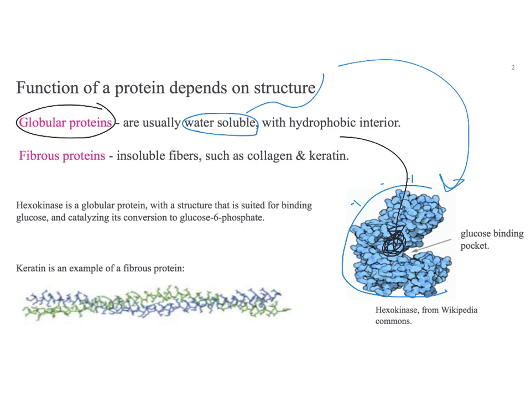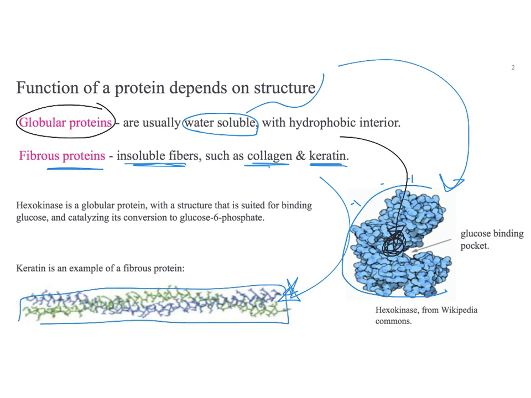Now, fibrous proteins are a little bit different. These ones are insoluble, so they would not be soluble in water. They would crash out of water, and two examples of those are collagen and keratin, and here is an example of keratin. Hopefully you can see some general differences between them. Keratin is sort of this long structure, and hexokinase over here is almost a globular or spherical kind of shape.